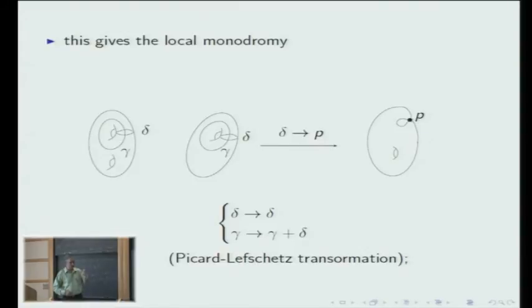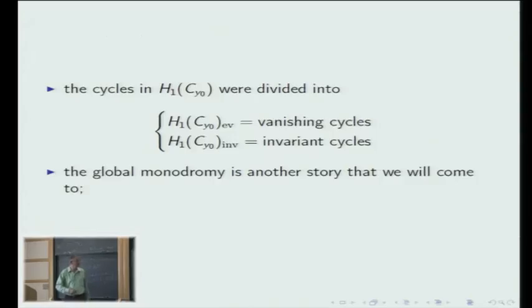This curve requires a node, a pinch here. The cycle that goes around the handle comes back to itself because you can pull it away from the singularity. The cycle that goes through the singularity goes to itself plus the cycle around. It's the Picard-Lefschetz formula. So Picard divided the cycles on this algebraic surface into two kinds, those that were invariant under monodromy and those that vanished. That is, the ones that when you took the inclusion map of the first homology of the curve into the surface, became boundaries. Those were the vanishing cycles.